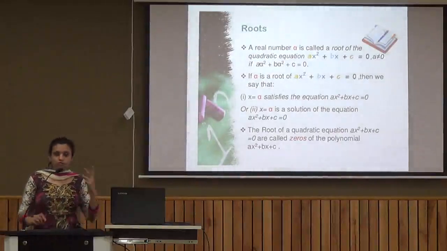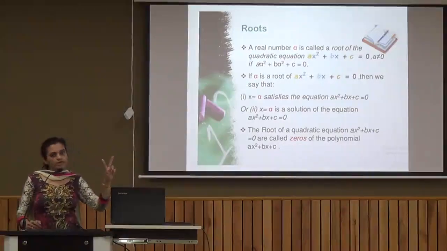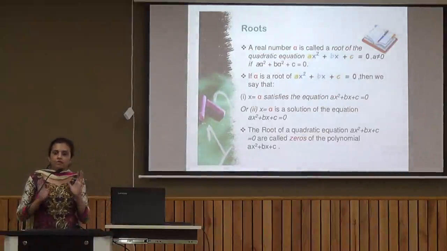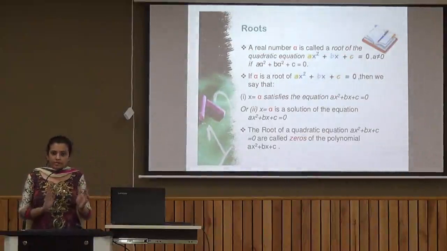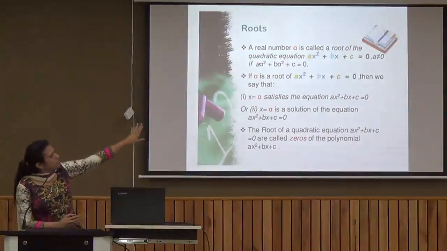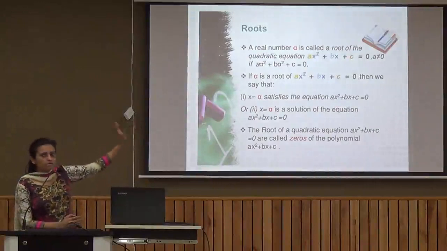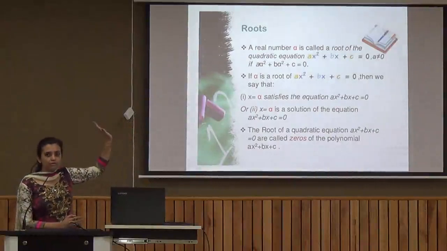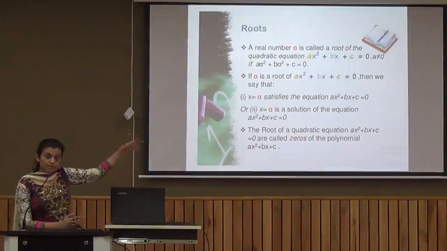See, there are two things. One is polynomial, one is an equation. What's the difference between a quadratic polynomial and a quadratic equation? The quadratic polynomial will be ax squared plus bx plus c, as you can see. Simpler terms, ax square plus bx plus c. Do not put equal to 0, and that's a polynomial. The moment we equate it to something, it becomes an equation.